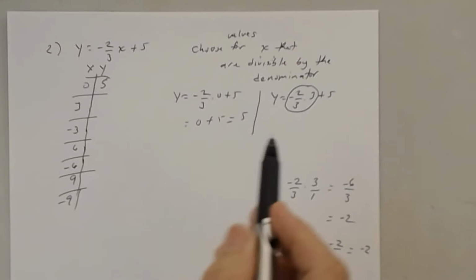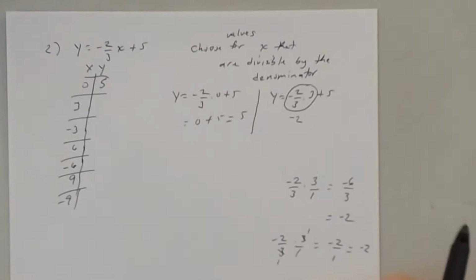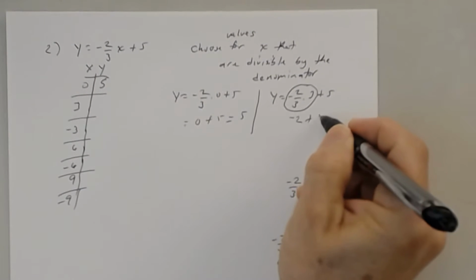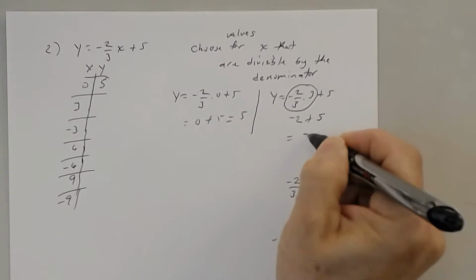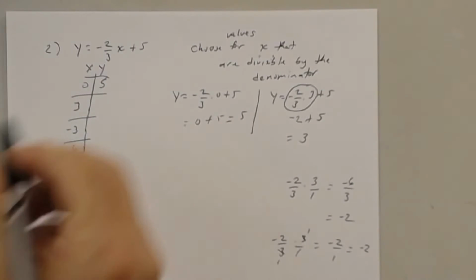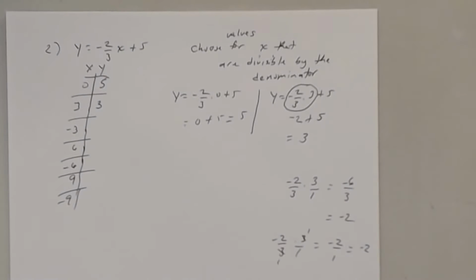But be careful, that is negative 2. But what am I adding to it? 5. So what's negative 2 plus 5? 3. So I found another point. The other point is (3, 3). I found another point.